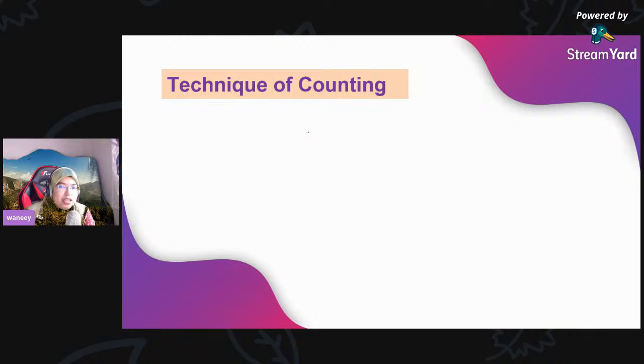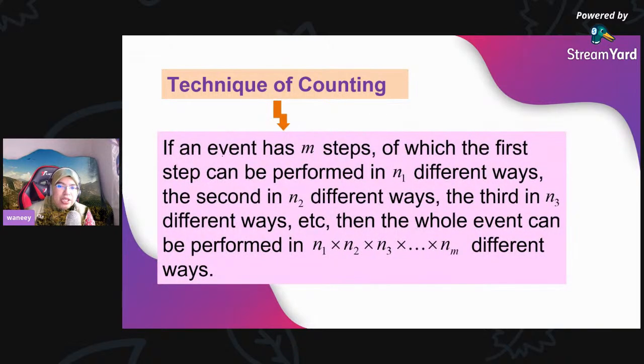Firstly, the technique of counting. If an event has m steps, of which the first step can be performed in n1 different ways, the second in n2 different ways, the third in n3 different ways, then the whole event can be performed in n1 times n2 times n3 times up to nm different ways.